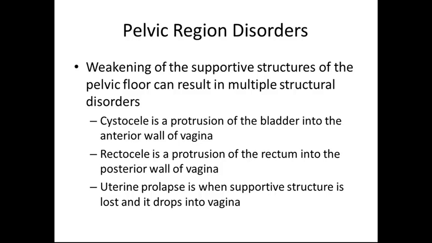Pelvic region disorders are a weakening of supportive structures of the pelvic floor that can result in multiple structural disorders. A cystocele is a protrusion of bladder into the anterior wall of the vagina. A rectocele is a protrusion of the rectum into the posterior wall of the vagina. And a uterine prolapse is when the supportive structure is lost and the uterus drops down into the vagina. This often leads to patients having to have a hysterectomy.